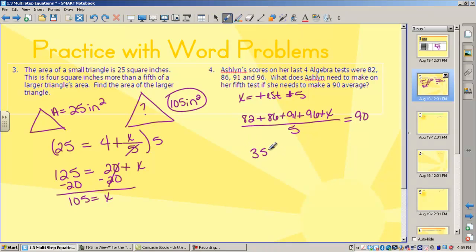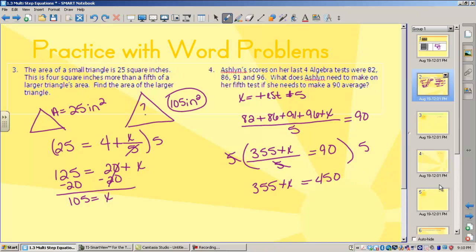Now I have 355 plus x divided by 5 equals 90. Just like the problem before, I'm going to clear my fraction by multiplying everything by the denominator. So I'm going to multiply by 5, which makes those cancel. But I also have to do this times 5. So I have 355 plus x equals 450. And I want to get x alone. Well, that 355 is positive. The opposite of that is a negative 355. So I have to do negative or minus 355 over here to get what x equals.